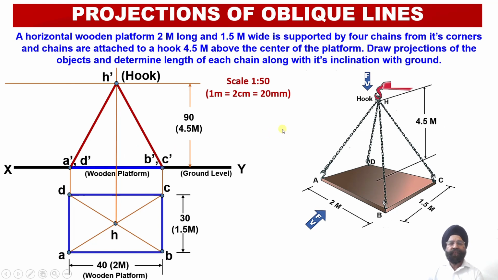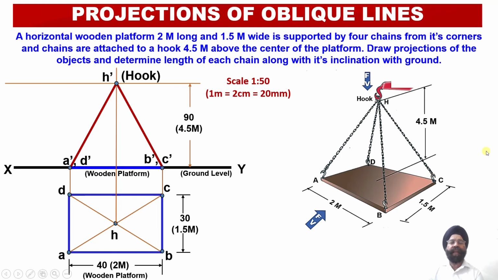Now with this, we have been able to convert this real life problem into the orthographic projections of the oblique line, where we can see that these projections are not parallel, that is HA, HB, HC, HD, and similarly H dash A dash, H dash D dash, H dash B dash and H dash C dash, they are all inclined with respect to the XY reference line. So all the projectors corresponding to these chains happen to be inclined to the XY reference line.